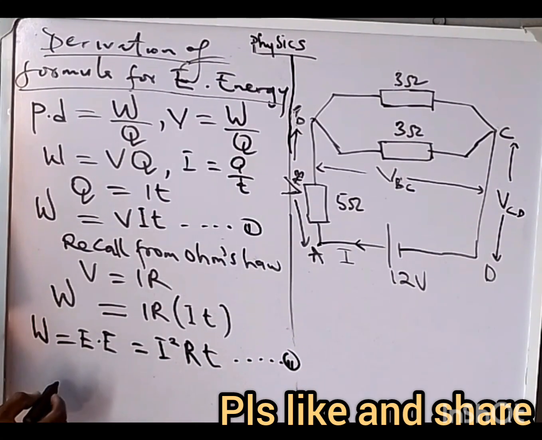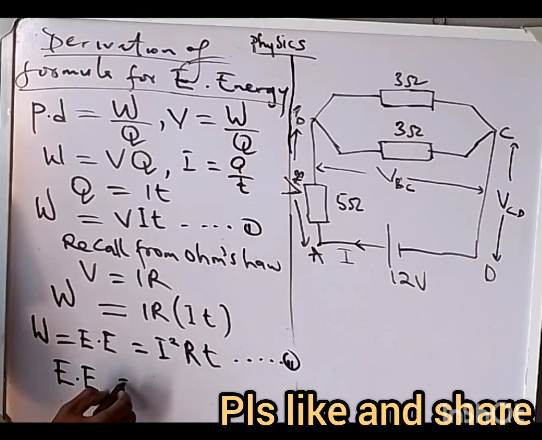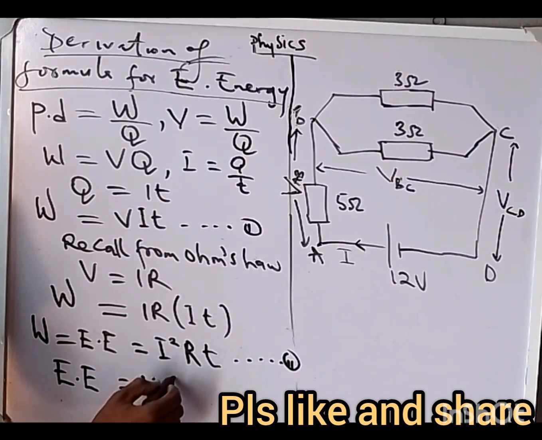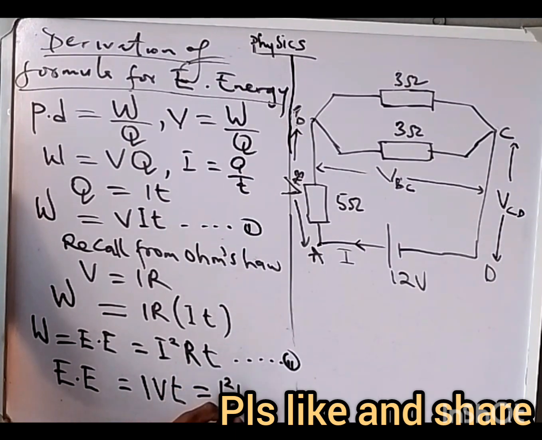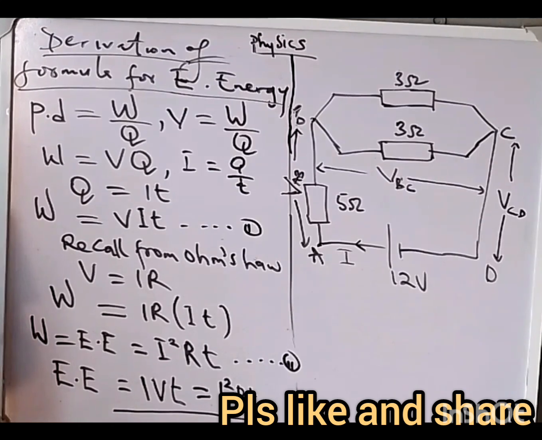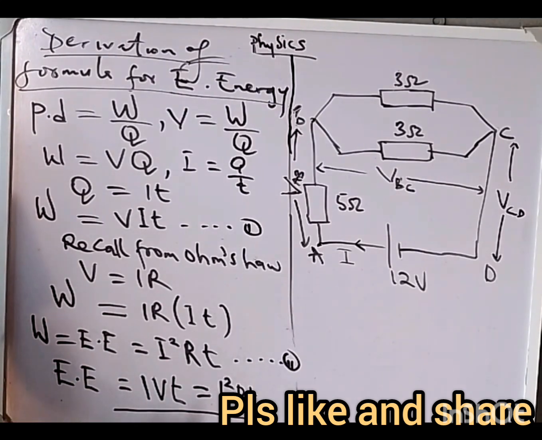So there are 2 equations for electric energy. Electric energy is given by, the first one is VIT, which can be written as IVT in alphabetical order, and it is also equal to I squared RT. So any of these 2 equations can be used when calculating electrical energy.